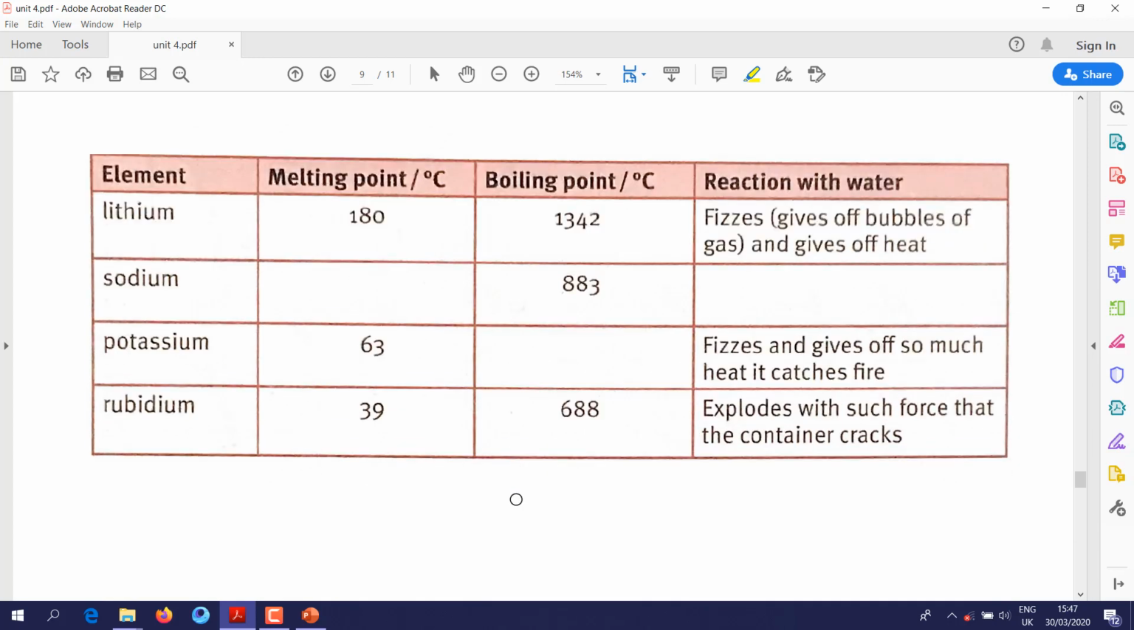Here this table is for predicting: lithium, sodium, potassium, rubidium. These are the elements of group number 1. Here the melting point of the first one is 180, and the third one is 63. So predict, how much will sodium be? Because as we said, as we go down, the melting point decreases. So the number here should be less than 180 and more than 63. The same thing applies to the other ones.